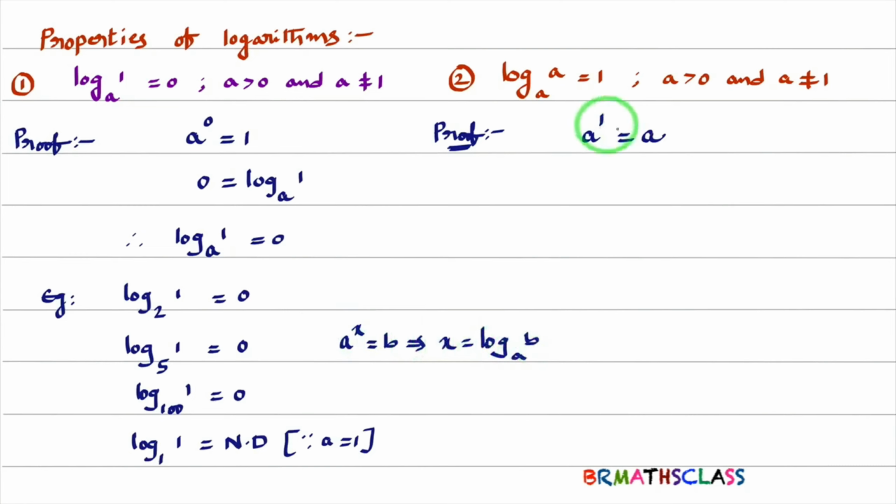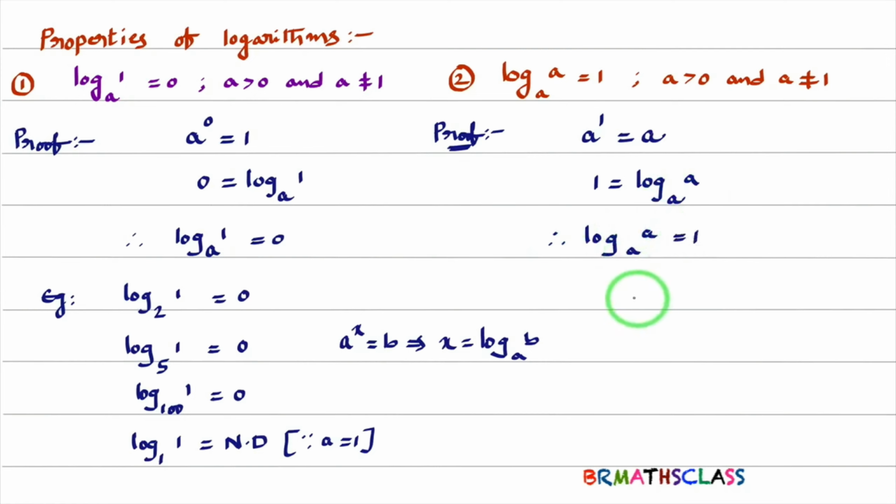So here a power 1 equal to a. You compare this one with this, a power x equal to b. Then what can it be written as? It can be written as 1 equal to log a base a. I hope you are understanding. We got the result. What is the result here? Therefore, log a base a equal to 1.